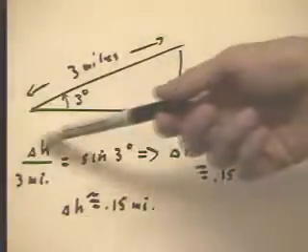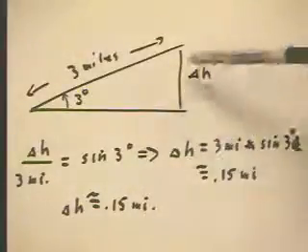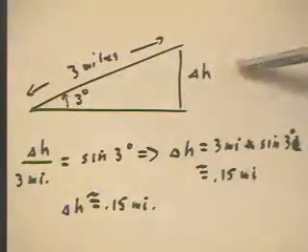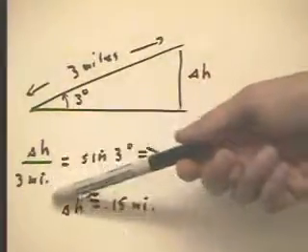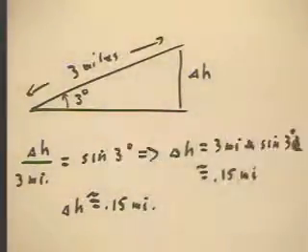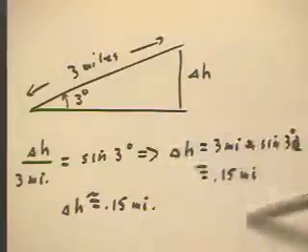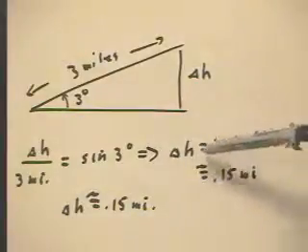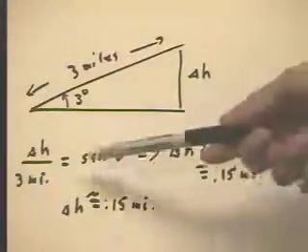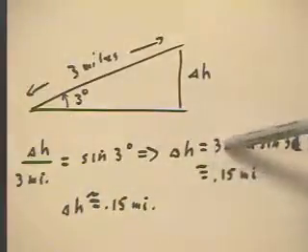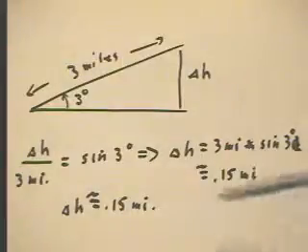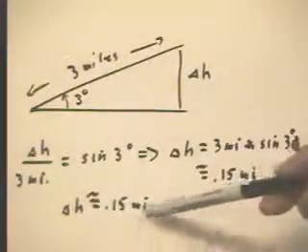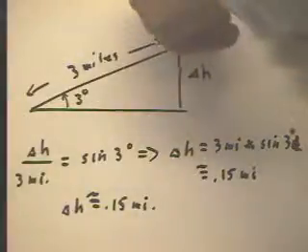Well, delta H over 3 miles is the sine of 3 degrees. Delta H is opposite 3 degrees, and 3 miles is the hypotenuse, so this is the opposite side over the hypotenuse, which is the sine of 3 degrees. We conclude that delta H is, multiplying both sides by 3 miles, 3 miles times the sine of 3 degrees, or 0.15 miles. Delta H then is approximately 0.15 miles.